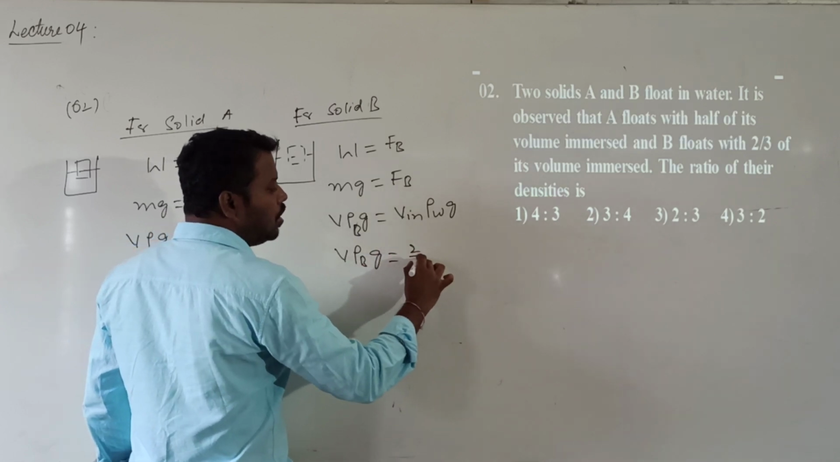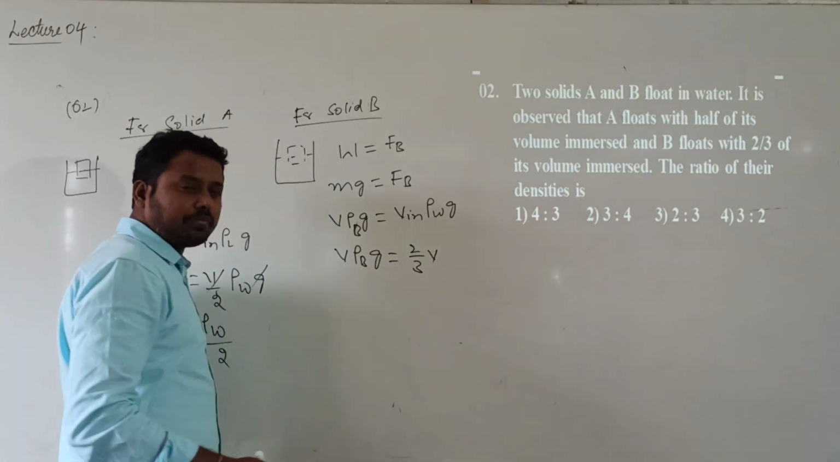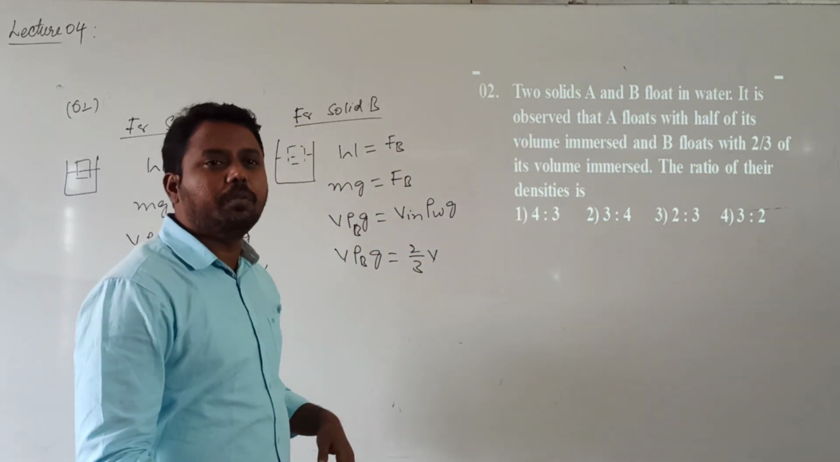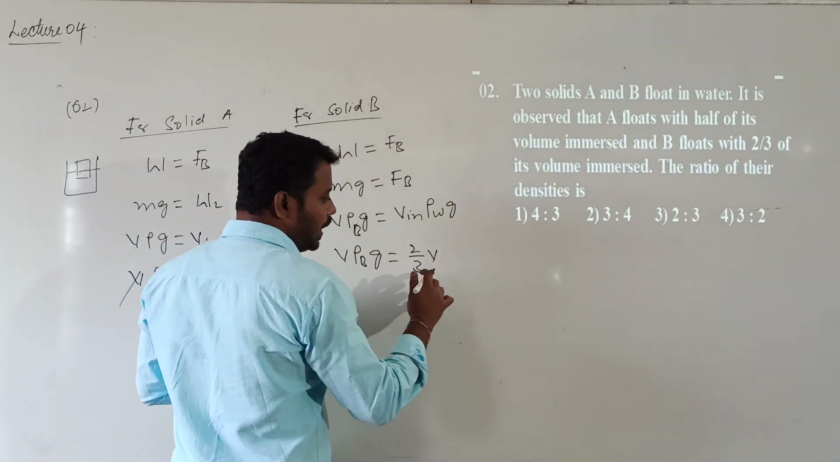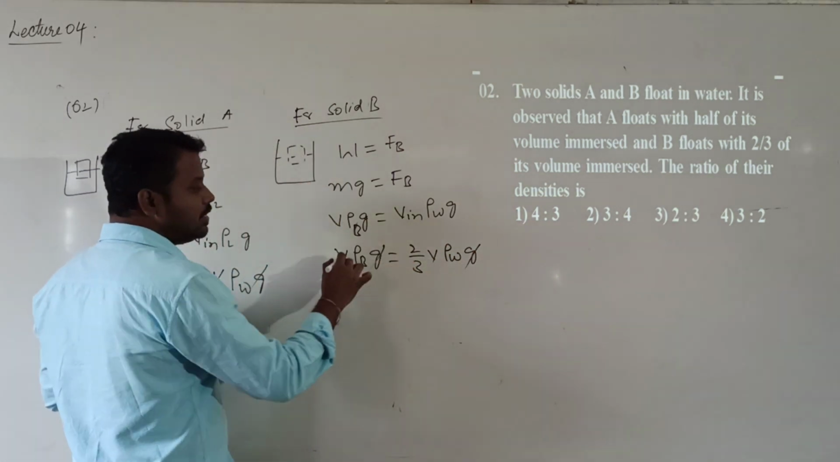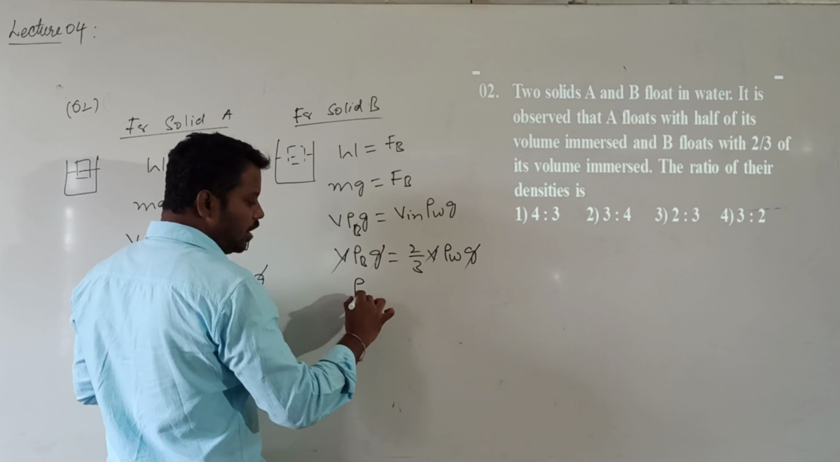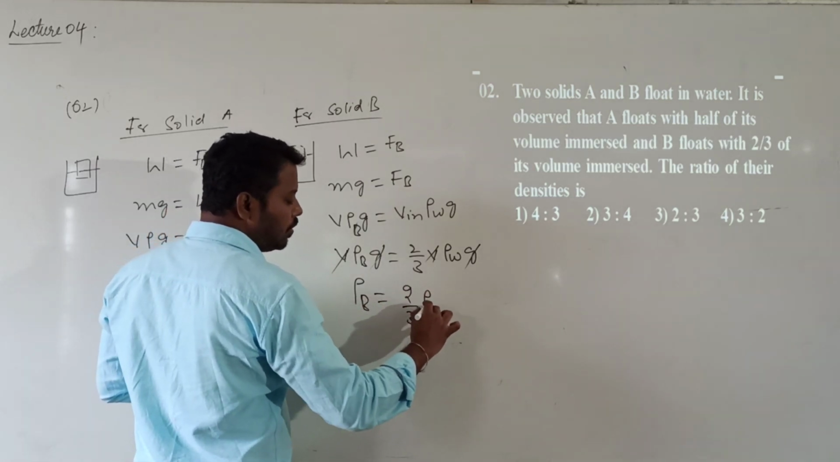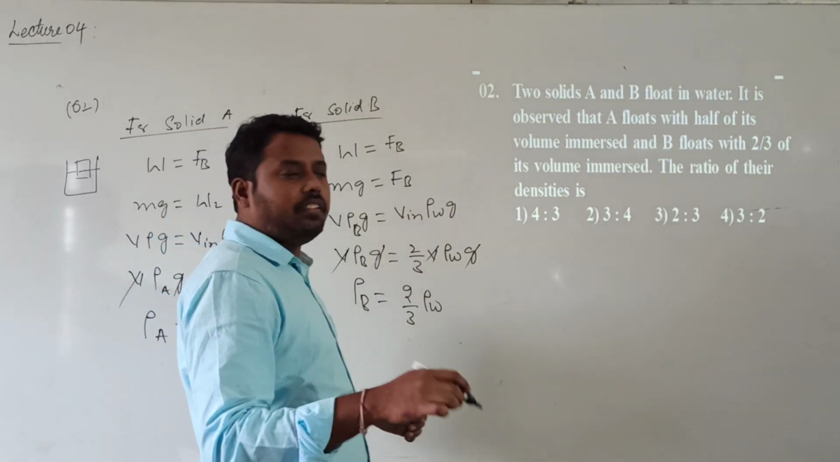V in value is 2/3 into V. How much volume will be immersed for B? 2/3 of its volume will be inside. So 2/3 into V into rho W into g. g cancels, V cancels. What is the value of rho B? It will be equal to 2/3 into rho W. Now I got the rho A value and rho B value.